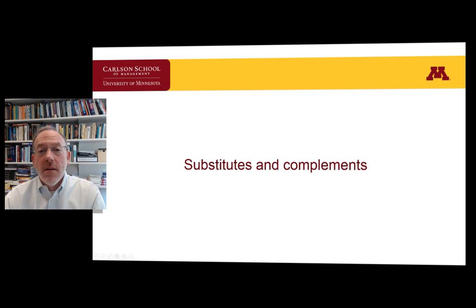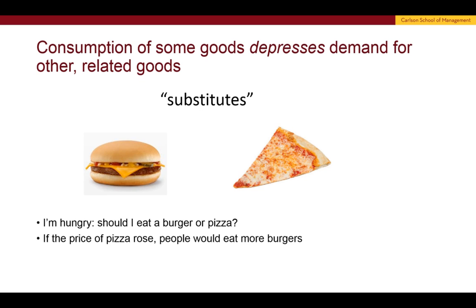I'd like to talk about an important idea in consumer theory, the idea of substitutes and complements. It turns out that the consumption of some goods depresses the demand for other related goods. These are called substitutes. So take the examples of hamburgers and pizza.